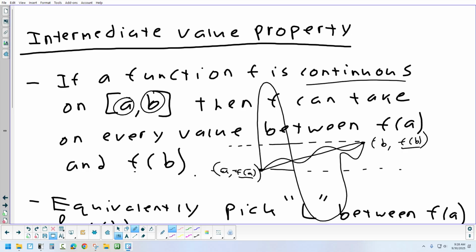Well, I can't guarantee that you'll cover more. Not always. The first two I didn't. But I will always cover everything between those dotted lines. Because it's continuous, I can't lift my pencil, and I got to get from here to there. Any question on that? So that's the intermediate value theorem. It only applies to continuous functions.